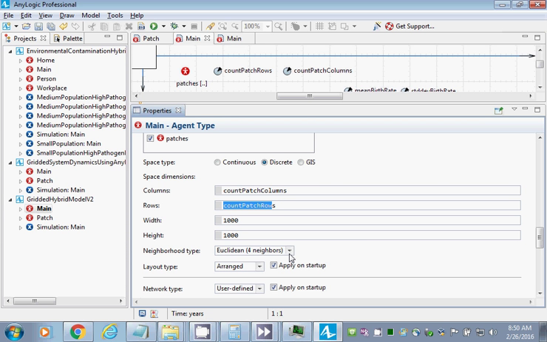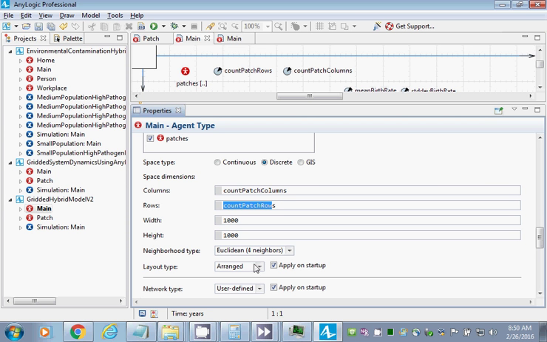Here we had edges, and those edges sometimes lead to strange effects in models. But this is how we set up our grid squares. We had this discrete network, count patch columns, count patch rows, as the number of columns and rows, and neighborhood type, and we said essentially a layout type of arranged. That will arrange things in a regular grid. You may remember that from the network lecture.